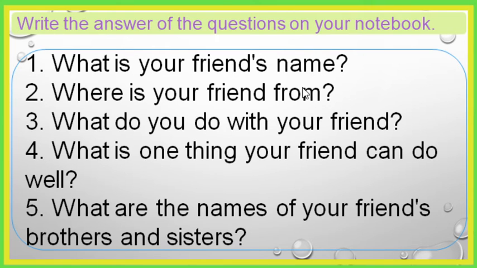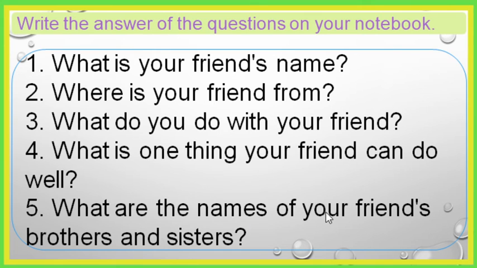What's your friend's name? You have to write in this way: My friend's name is dash. My friend's name is Mira. Where's your friend from? My friend is from Dhaka. What do you do with your friend? I play with my friend on the weekend in the afternoon. What is one thing your friend can do well? You can write, my friend can play cricket well, or my friend plays racket well.